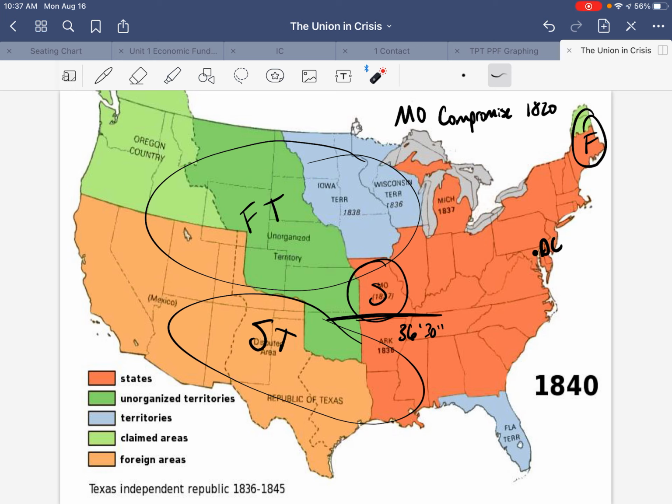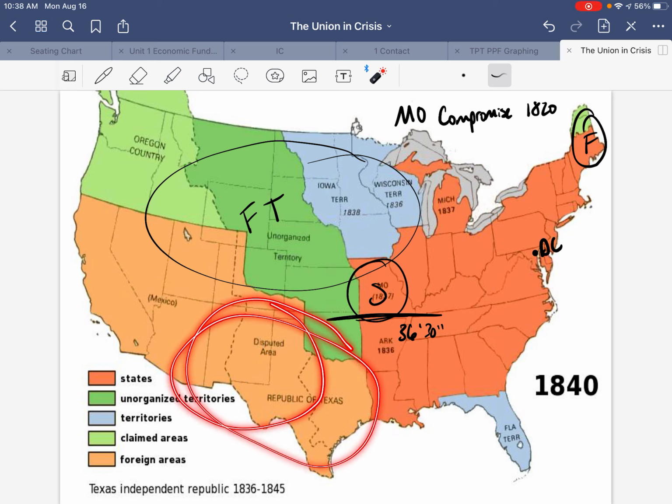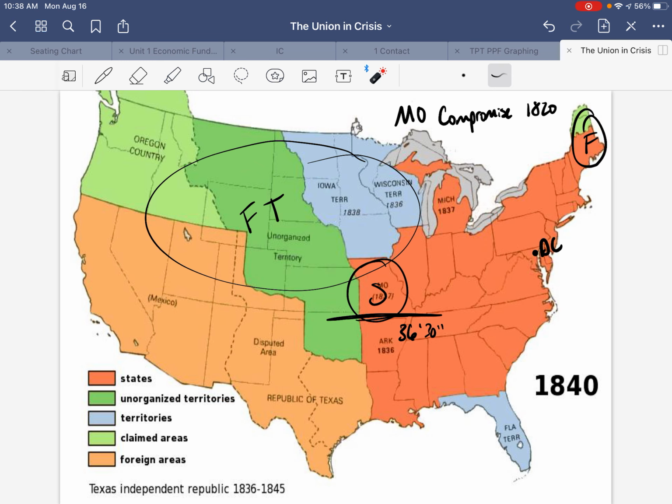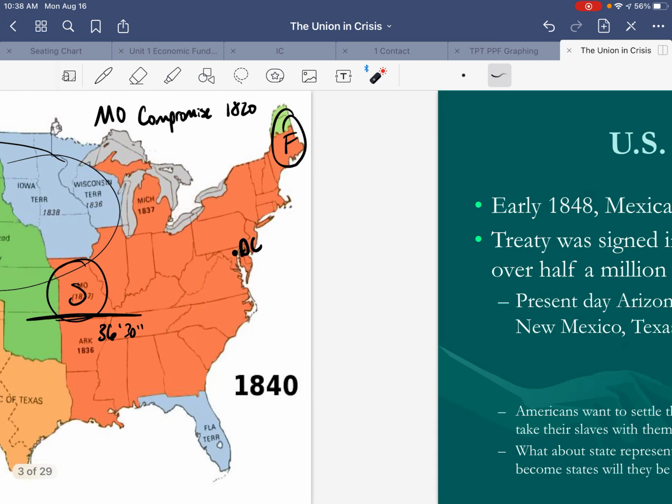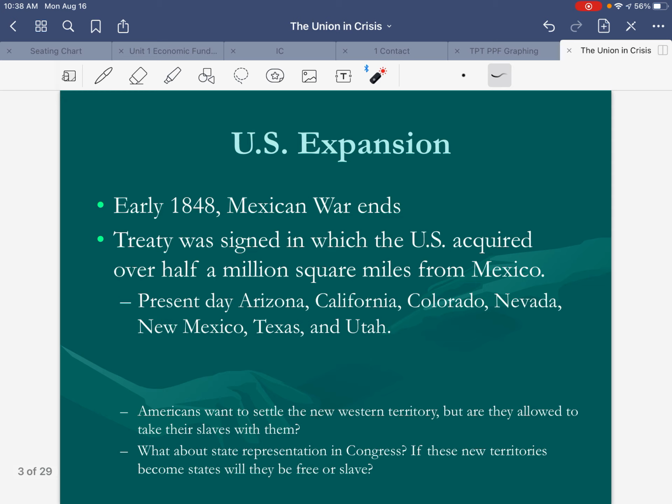So before the Mexican War, I'm going to erase some of this stuff. This belonged to Mexico. All of this belonged to Mexico. And there was disputed territory around Texas and here. Texas decided to break away from Mexico, and it wanted to be its own country, its own little baby country, the Republic of Texas. But Mexico still owned all this. And we're not going to go really deep into the war, but in 1848, that Mexican War ends. And the treaty was signed. The treaty was called the Treaty of Guadalupe Hidalgo.